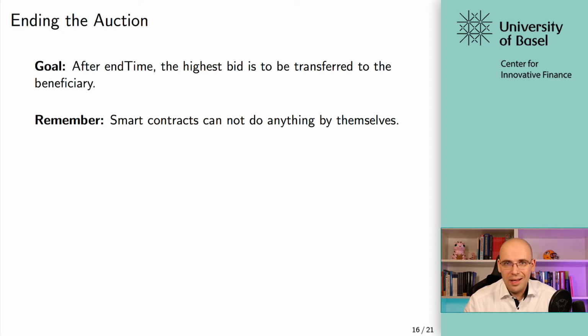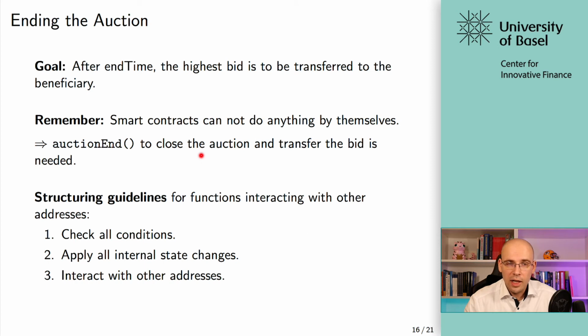And again, I know we already talked about that several times, but I never get tired of saying it. Recall that smart contracts cannot do anything by themselves. So again, we need this function. Again, we need to be triggered by somebody from the outside, by an EOA initially. So we have the auctionEnd function, and we create that in a way that it allows people to close the auction and transfer the bid if needed.